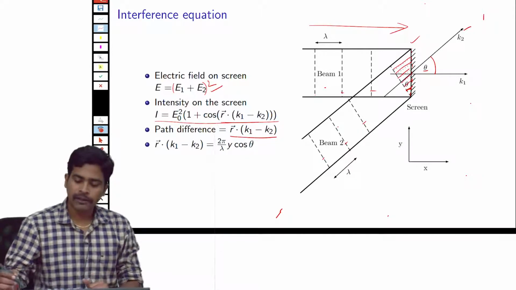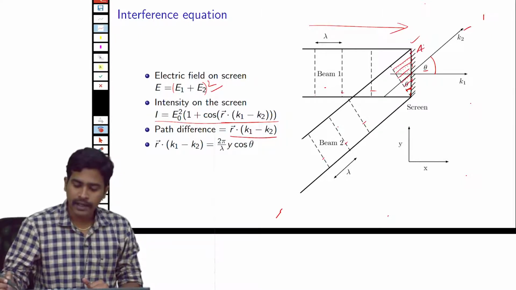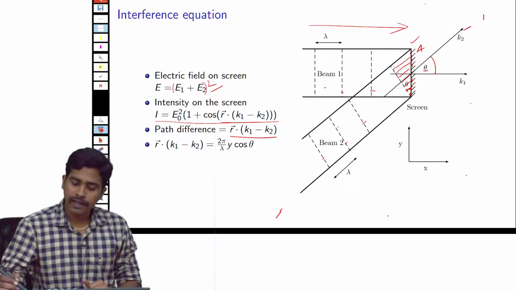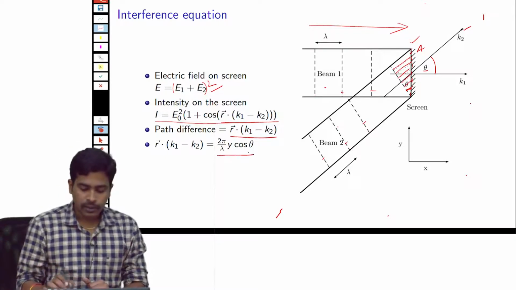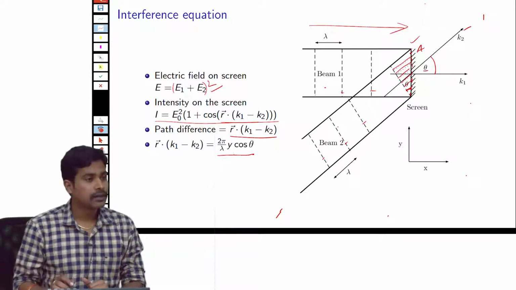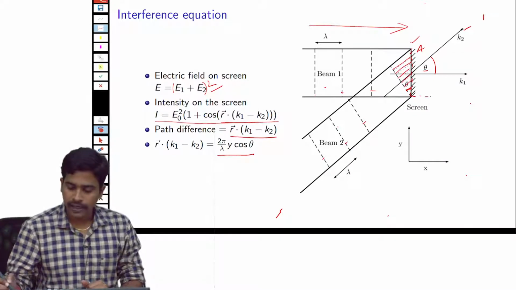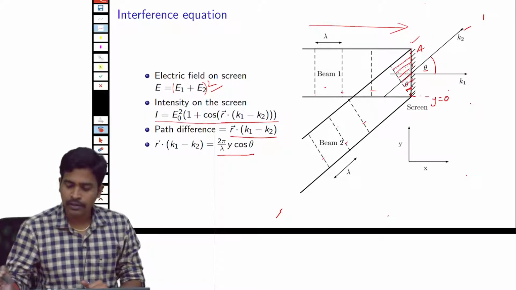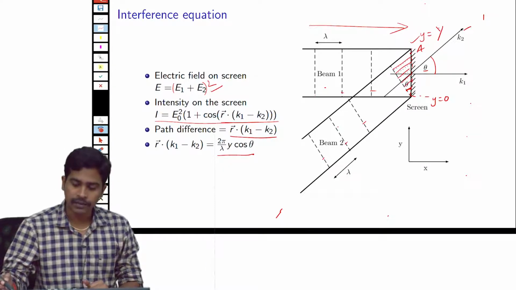If you use a little bit of trigonometry, we can find the path difference between these two plane waves at each of these points. For example, let us say this is point A. At point A, the phase difference between plane wave 1 and plane wave 2 is given by 2 pi by lambda into y into cos theta. Theta is the angle between the plane waves and y is the position. Let us say this is y equals 0 and this is some y equals capital Y or some value x.